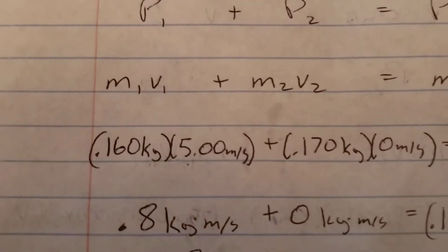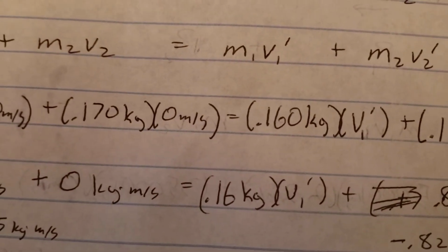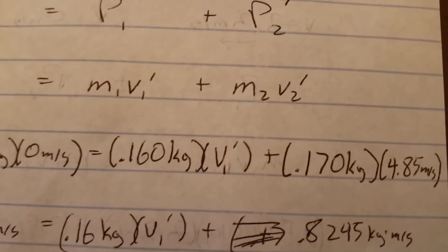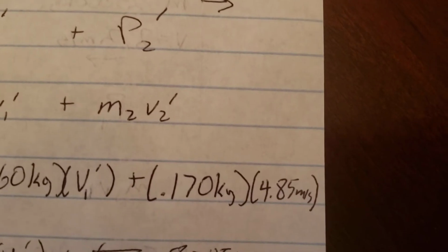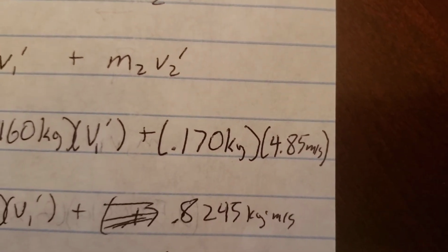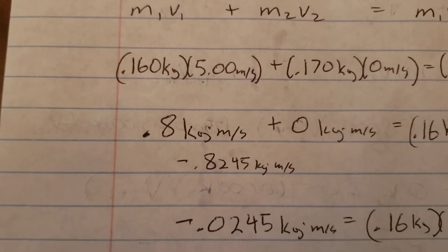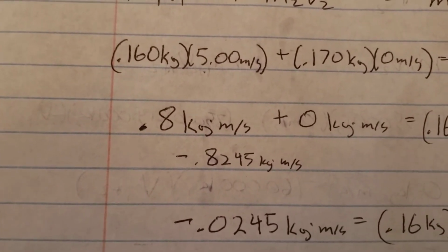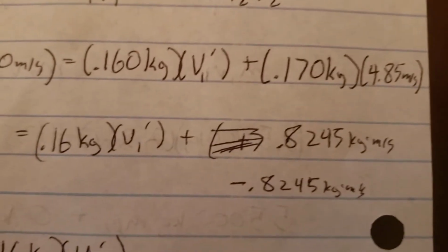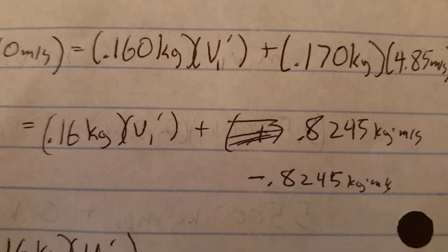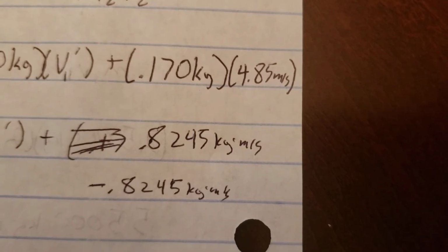Continue on to substitute. m1v1 becomes 0.16 times 5. m2v2 becomes 0.17 times 0. m1v1 prime becomes 0.16 times v1 prime. m2v2 prime becomes 0.17 times 4.85. Math now. 0.16 times 5 is 0.8. 0.17 times 0 is 0. 0.16 times v is 0.16 times v. And 0.17 times 4.85 is 0.8245.